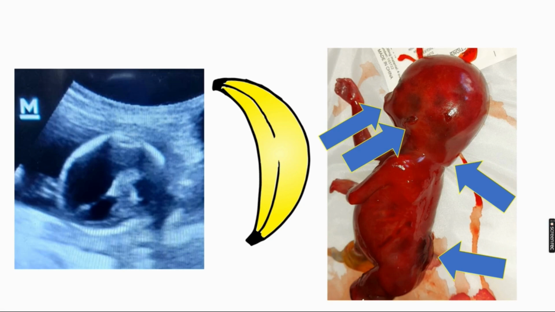Here you can see the multiple anomalies. If you draw a line here, look at where the ear is. Low set ear, increased nuchal fold, open spina bifida, retrognathia.